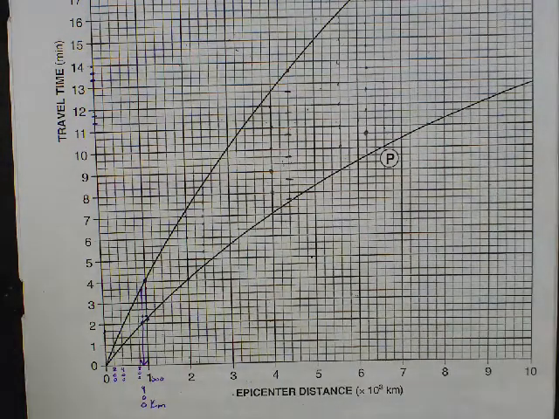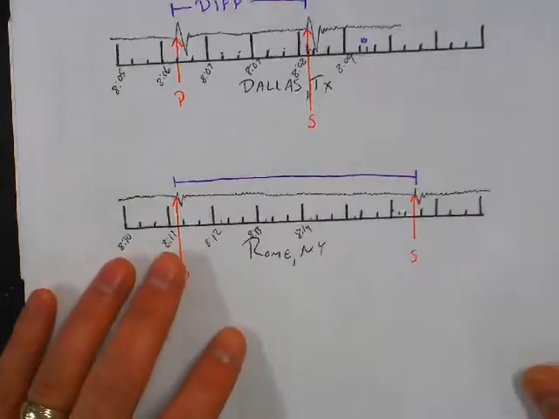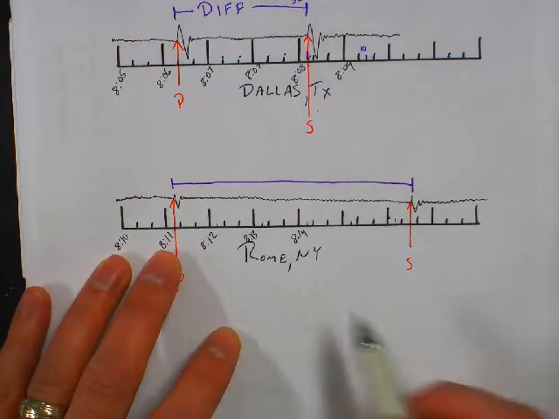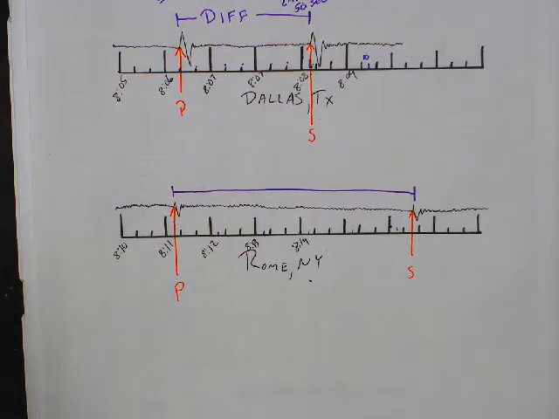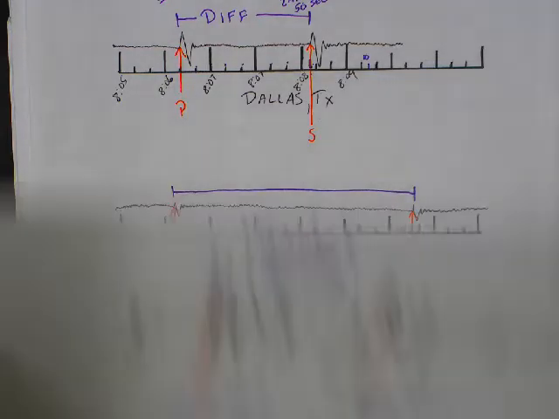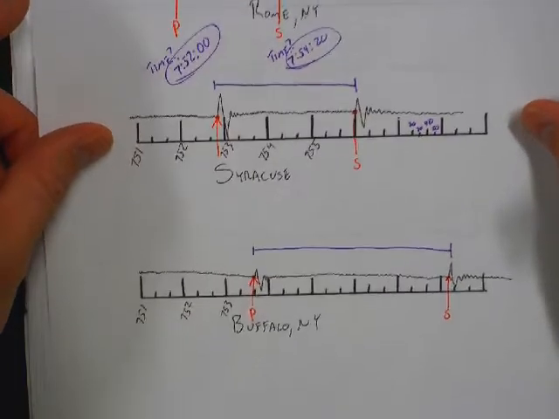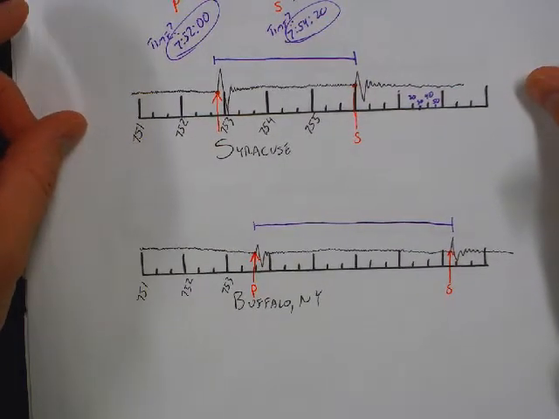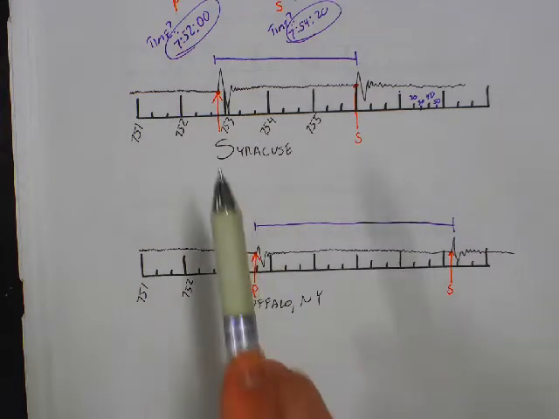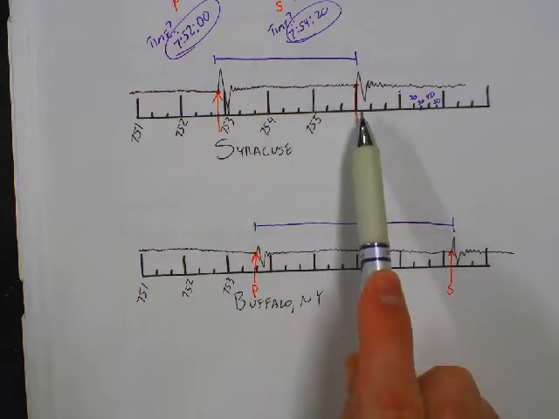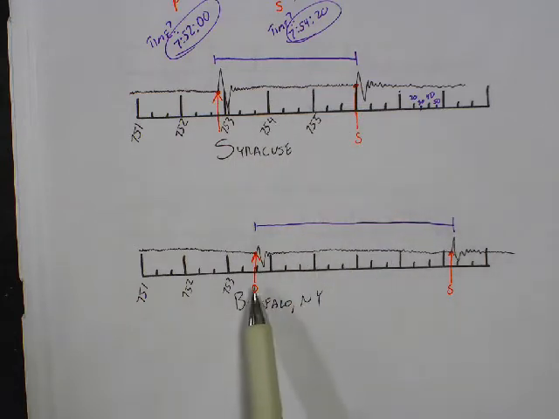Okay? You have the Rome. Figure out your Rome time difference and your distance. Hit pause so you can see that. Then we're going to do Syracuse and Buffalo. There are the Syracuse and Buffalo seismographs. Figure out how far away the Syracuse earthquake was. You might have to hit pause and work this out. Figure out how far away the Buffalo earthquake is. Hit pause, work this out. You can ask me questions if it doesn't make sense.